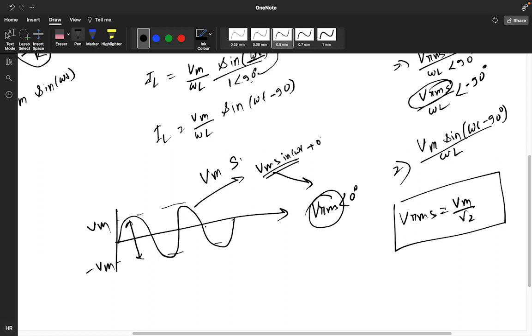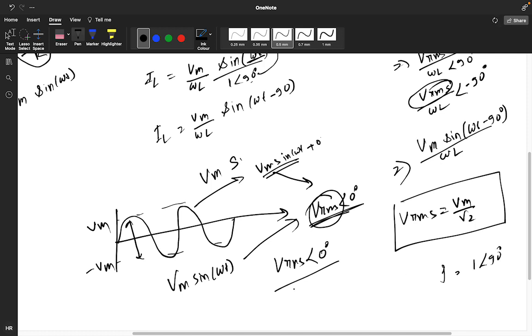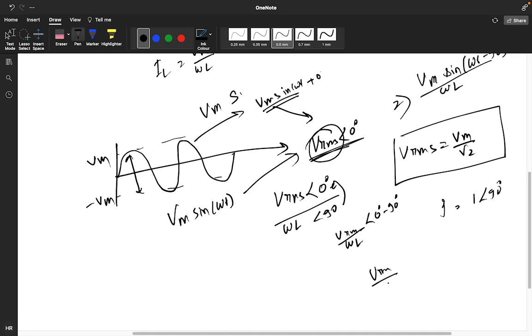So if you want to write Vm sine omega t in the polar form, in the phasor form, you have to write it like this: Vrms at an angle 0 degree. And the meaning of j is 1 at an angle 90 degree, and you have omega L in the denominator with j, so j means 90 degree. So if it goes to the upside, it becomes Vrms divided by omega L at an angle 0 degree minus 90 degree. Okay, so Vrms by omega L at an angle minus 90 degree.